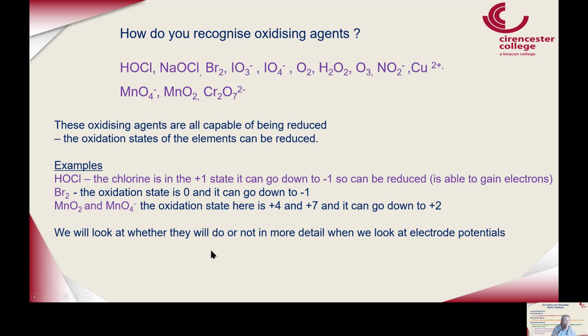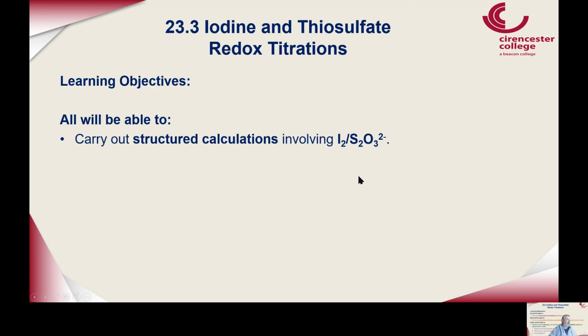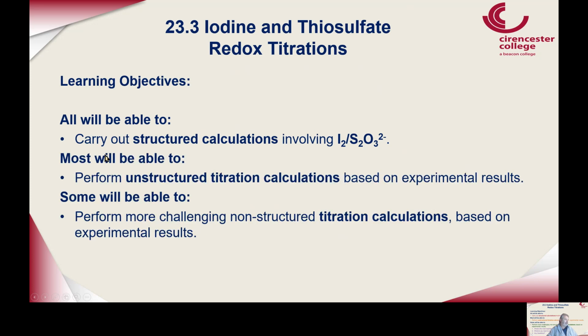We can see if things are, well, that's going to be really important when we come on to the electrode potentials in 23.4. So we're going through here. We're going to look at how we can do calculations with iodine and thiosulfate, and these are really crucial experiments. You may be given a structured calculation, so that's where the exam paper breaks it down into parts and you work through, or you can be given an unstructured one, so that's a longer answer question based on something like an experiment and you have to work it out.